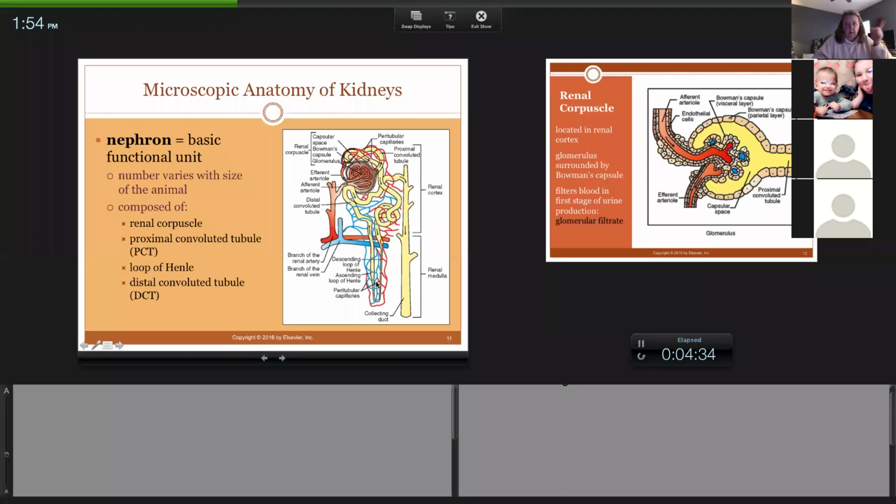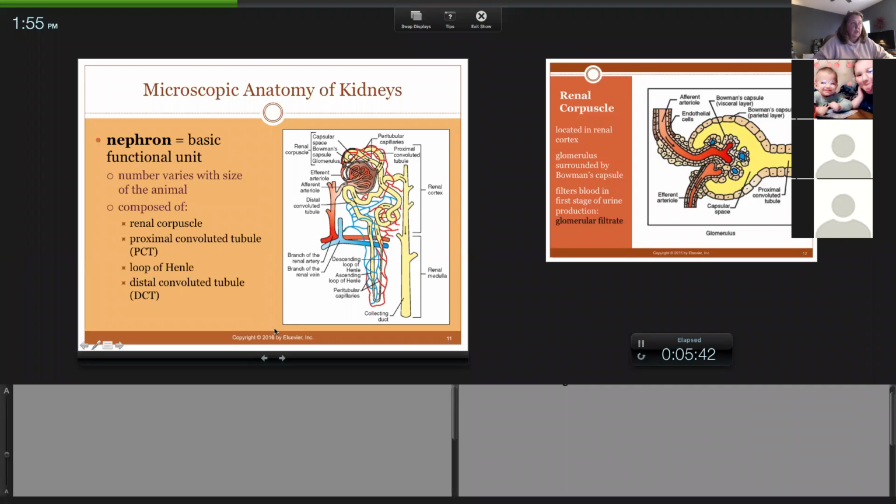Again, this is making urine, times 200,000 of them. Okay, so this is the functional unit of the kidney. And again, a kidney is going to have hundreds of thousands of these. So each one of those is making urine.